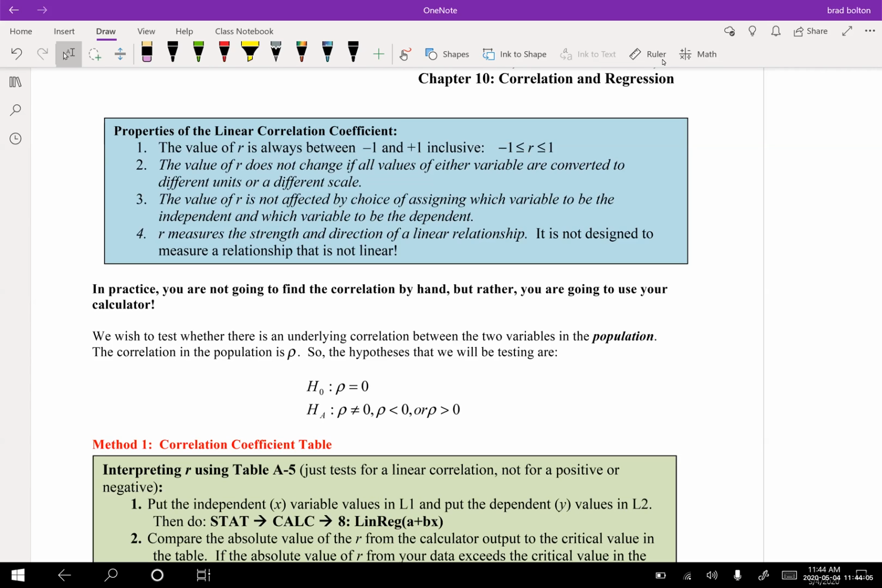Here it says, we wish to test whether there is an underlying correlation between two variables in the population. The correlation in the population is ρ. And this is what I was telling you guys about how they use another version of P. So this is not the P value. This is not the population parameter for proportion. This is another letter P, kind of a cursive P. And this is what we'll use for the hypothesis test, okay?